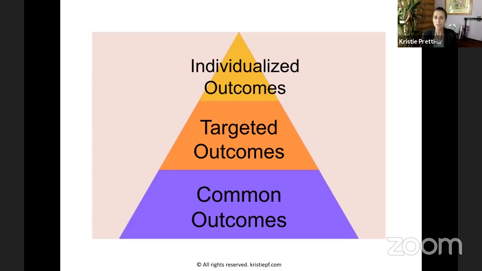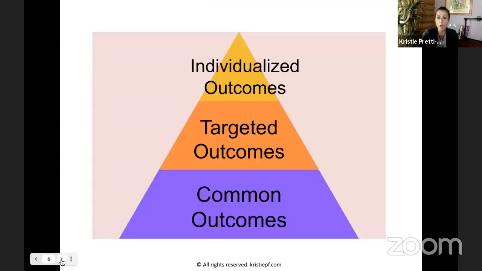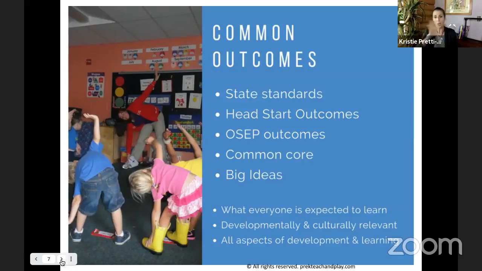You're going to actually sort your outcomes as to whether they are common, targeted, or individualized. So I'm going to give you definitions of each, and you're going to sort it literally on a triangle. Helps, because then you can see, are we heavy in individualized outcomes? Are we heavy in common outcomes that no 5-year-old could possibly learn all those things in this activity? So common outcomes. These come again from state standards.